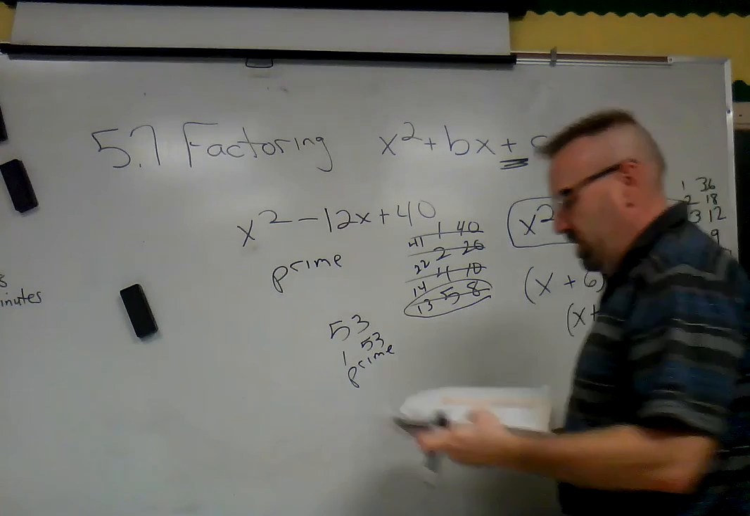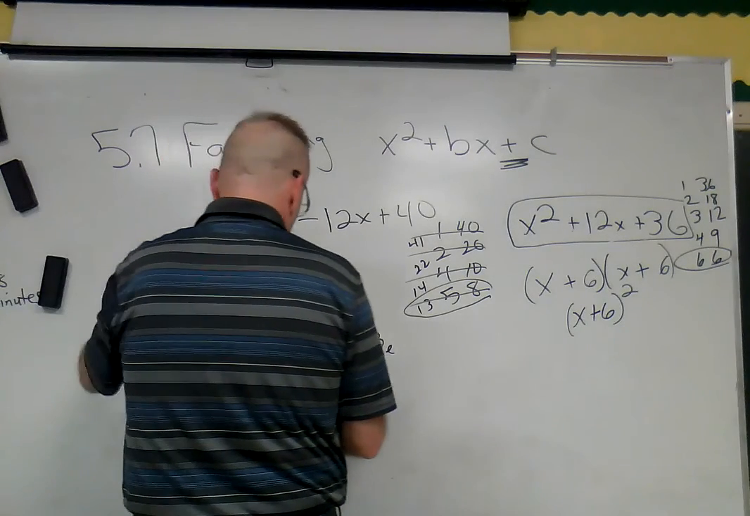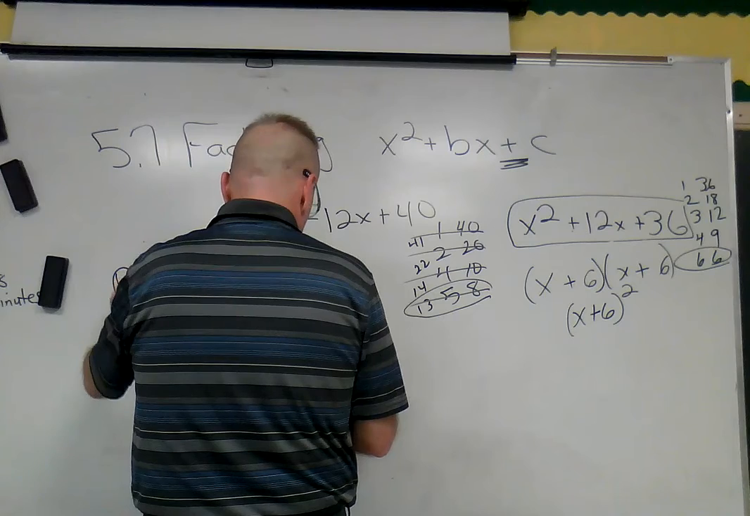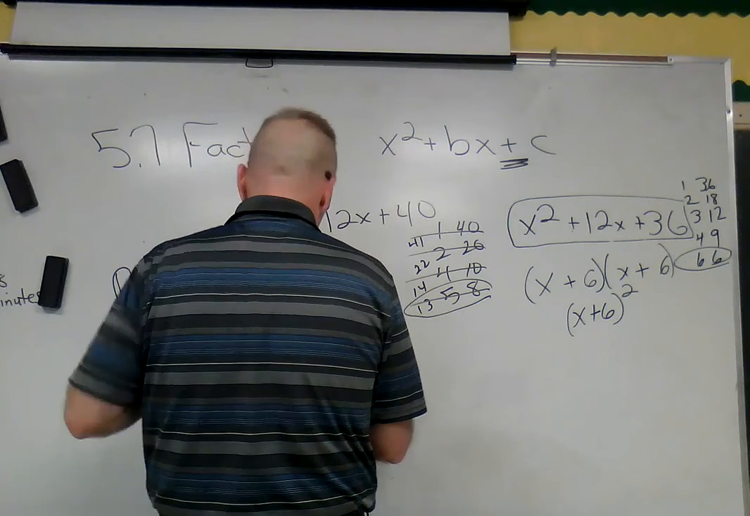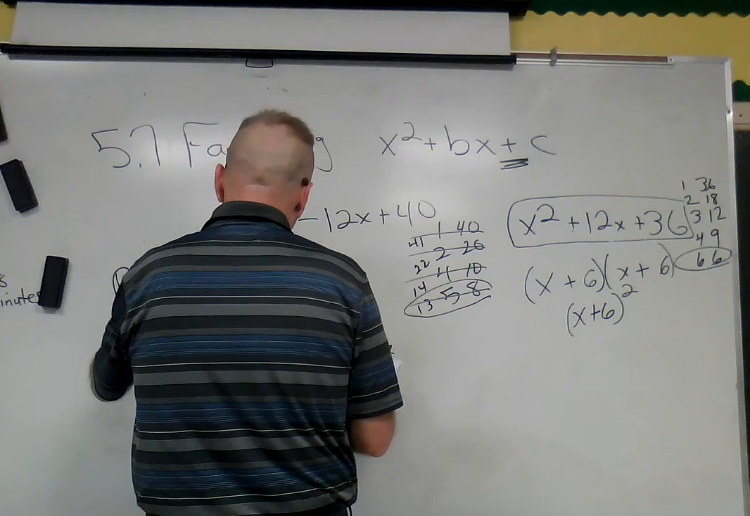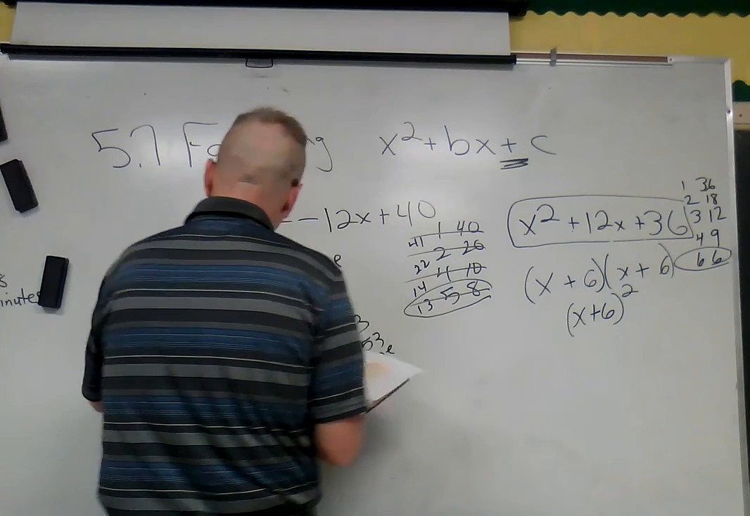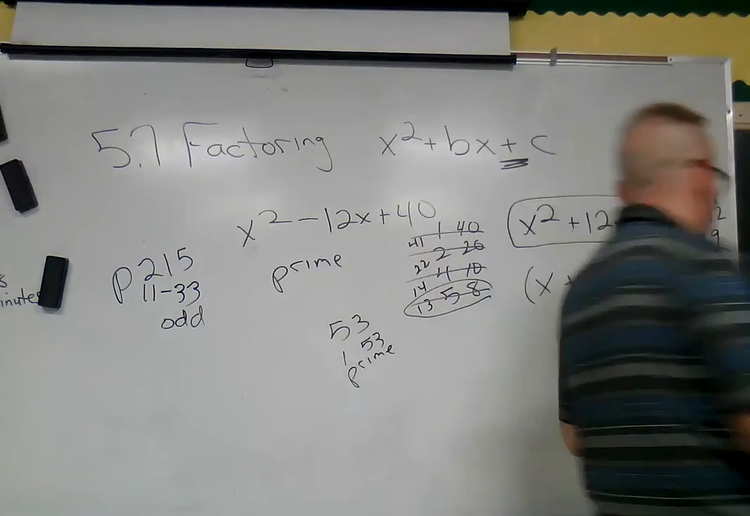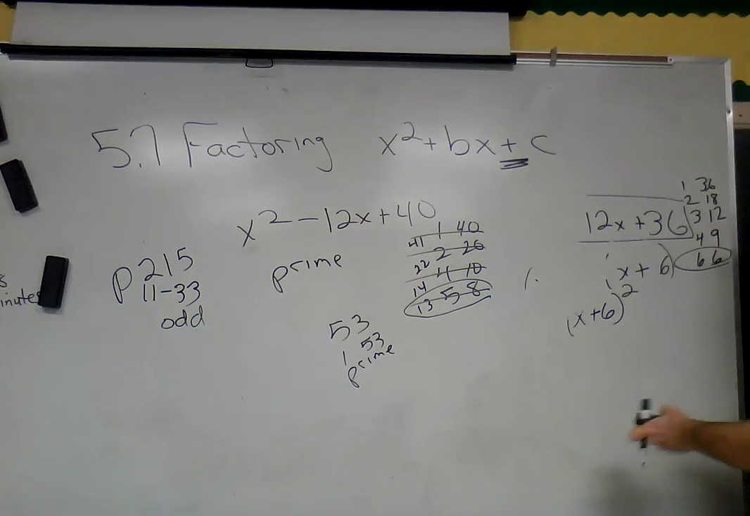Okay? So what I want to do, starting on page 215, we're going to do 11 through 33 odd. 11 to 33 odd. I want to do one more example for the last few.